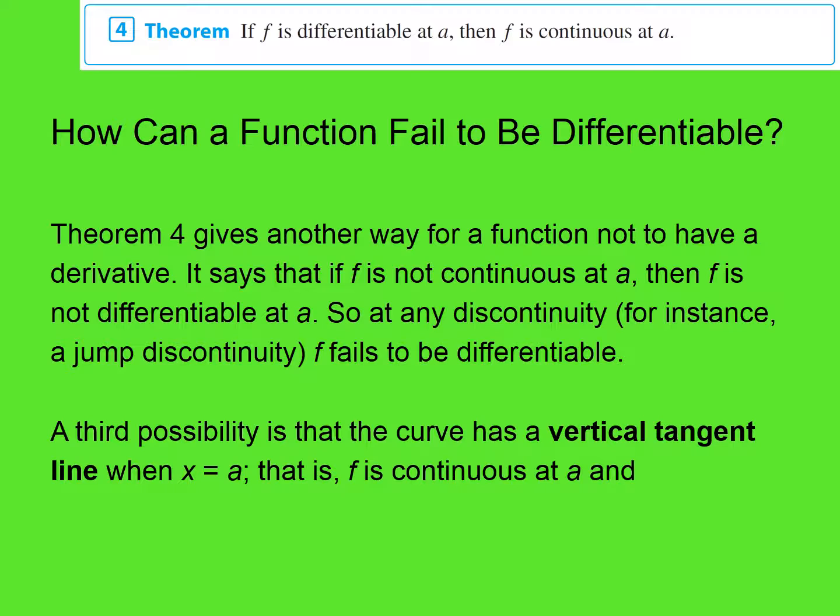A third possibility is that the curve has a vertical tangent line when x equals a. That is, f is continuous at a, and the limit as x approaches a of the absolute value of f prime of x equals infinity. Okay, so if it has a vertical tangent, then what's the derivative? Derivative is the slope of the tangent, but the slope of the tangent is undefined, right? Slope is undefined for a vertical line.